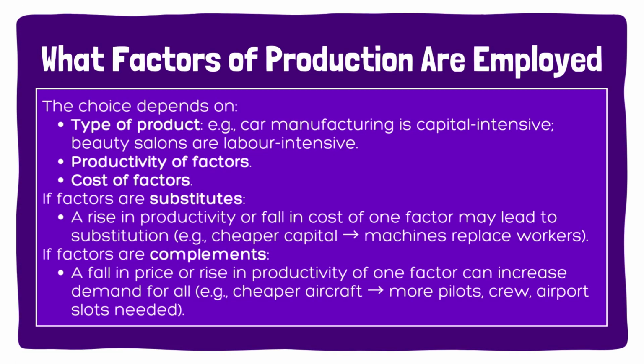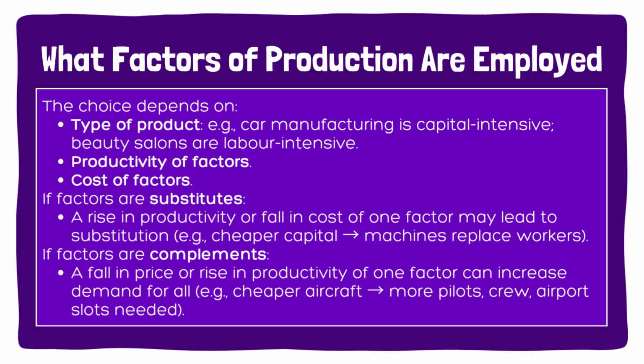Firms demand factors of production such as labour, capital, and land in order to produce goods and services. The type of factors employed depends on the product being produced, the productivity of the factors, and their cost. When factors of production are substitutes, a rise in productivity or a fall in the cost of one factor may lead firms to change the combination they use. For example, if capital goods become cheaper, firms may replace some workers with machines.